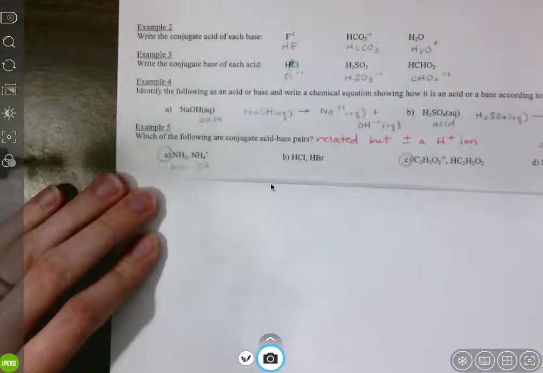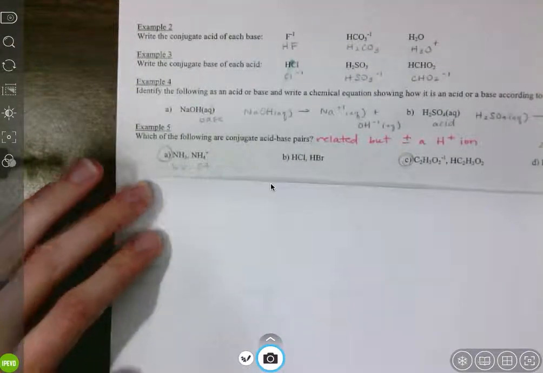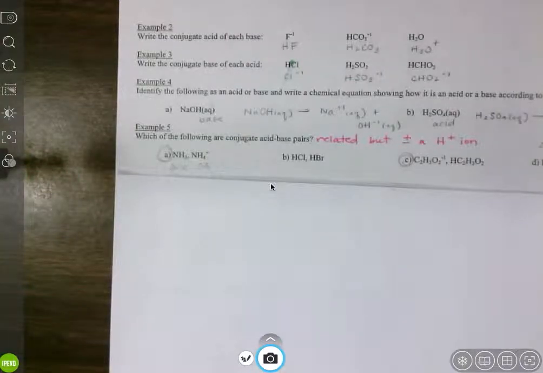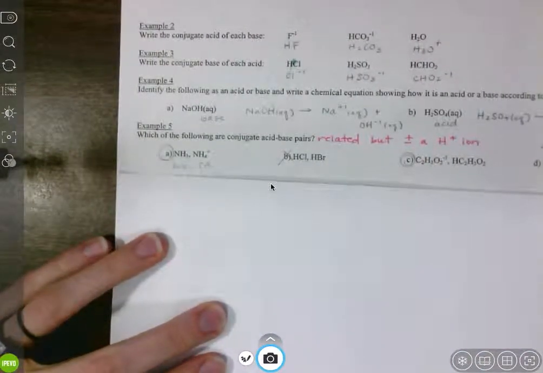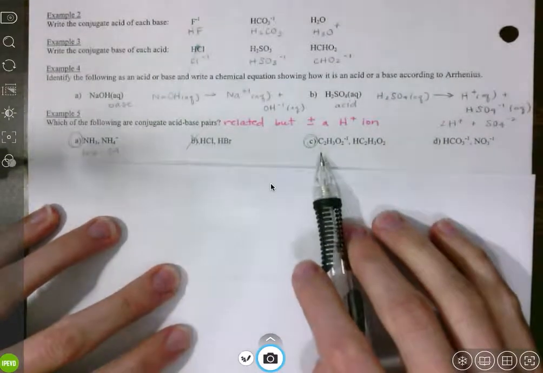Let's look at letter B. HCl and HBr. Chlorine and bromine are not the same thing. So they're not related. So these guys are not acid and base pairs. Let's look at letter C.